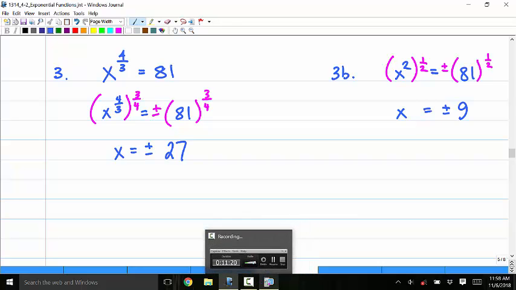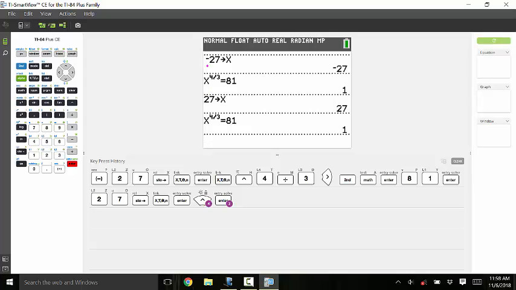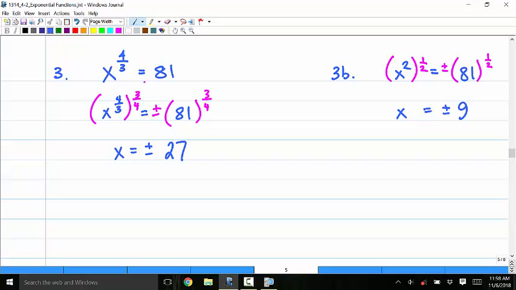And on the calculator, if you go look, if I write in negative 27 for x and I type in my original equation, I got true. If I typed in positive 27 for my x and typed in the original equation, I got true. So again, the reason why, if you take an even root of both sides, that's when you put plus or minus out front. Got it? Great question.